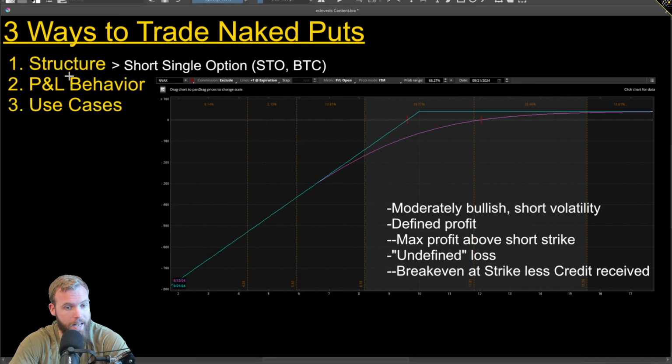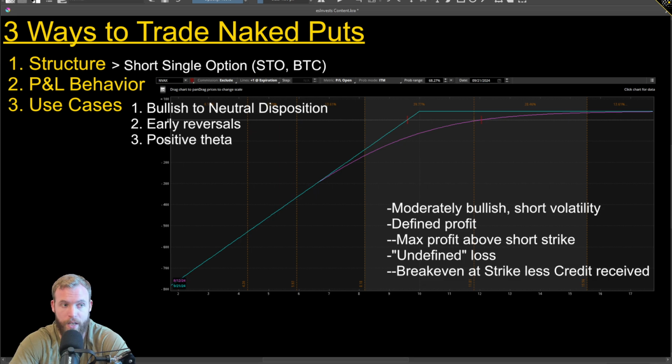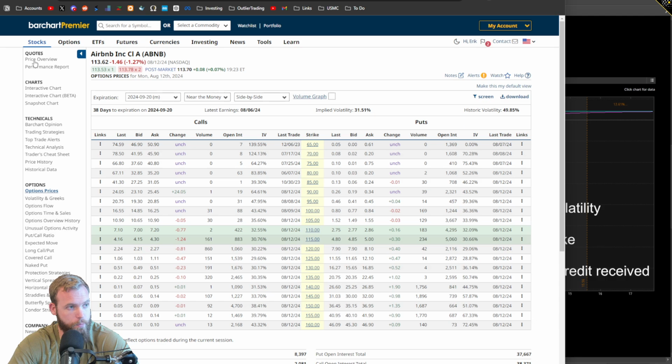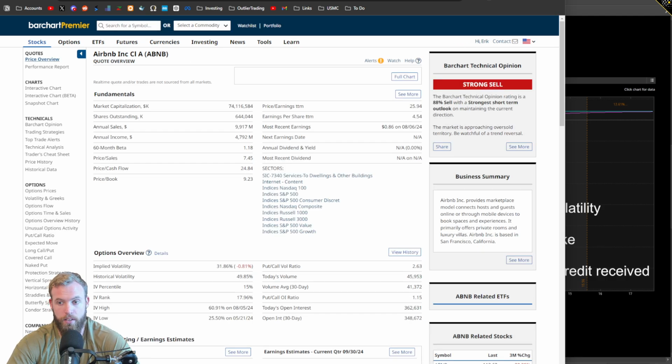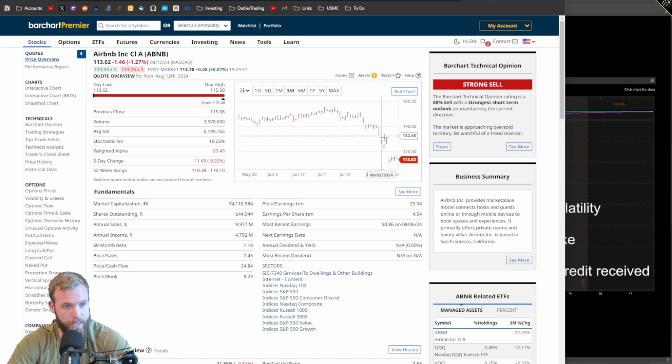So let's talk now about their use cases. And there's three big ones as far as I see it. The first one is if you have a bullish, slightly bullish, or neutral disposition towards something. Why slightly bullish? Well, let's say, for example, we're looking at Airbnb and you saw that it had this big drop. You thought that that drop was overdone and it seems to just kind of be trending sideways. This isn't necessarily where I would want to buy shares because it's not going up. And if I buy shares, I need it to go up.